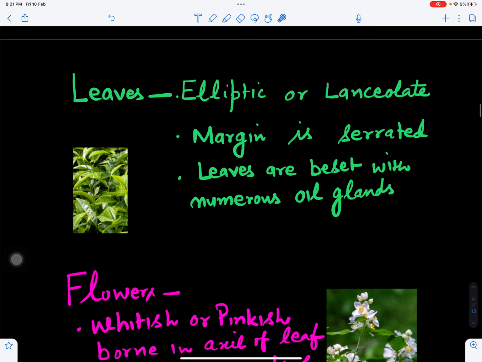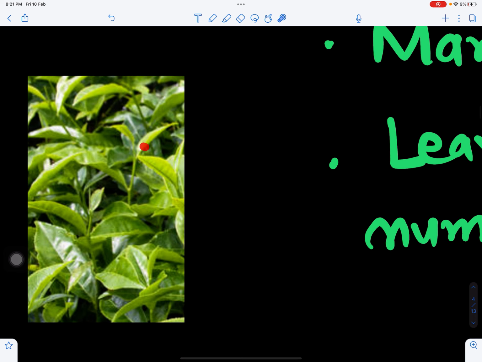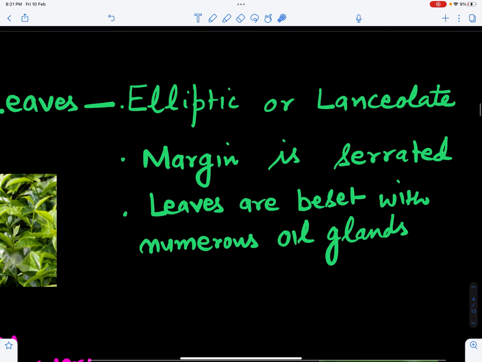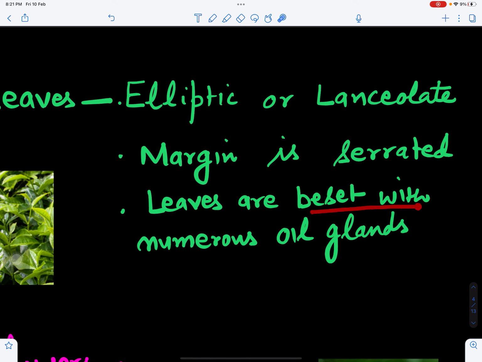If you see its leaves, they are elliptic in shape or lanceolate. Their margin is serrated. Like this is the margin of the leaf, this part, and this is showing a serration like this. So this is serrated. Leaves are very rich in oil glands, or beset with numerous oil glands. So it has thiol oil glands which give its characteristic aroma.